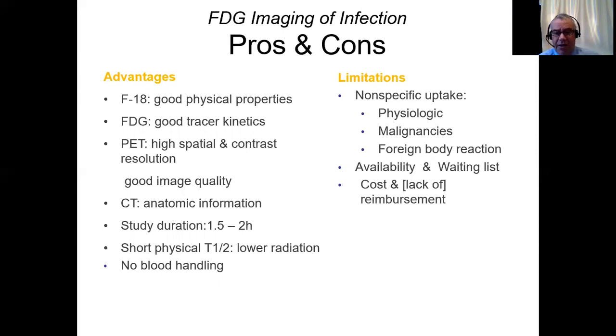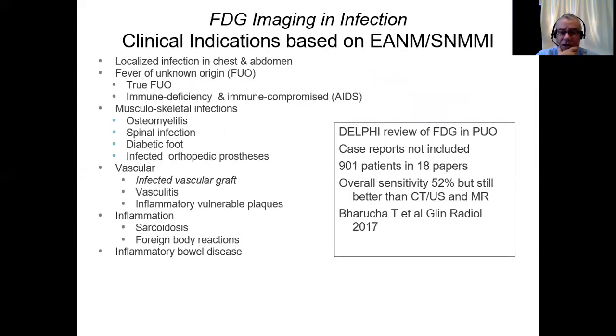You can get uptake in inflammation. Physiological uptake like muscle can be confusing, or around scars, and foreign body reactions. Also, your PET scanner may be busy doing cancer. So these are the indications which were put together, showing that fever of unknown origin was useful, also in skeletal infections, vascular graft infections, and certain inflammation.